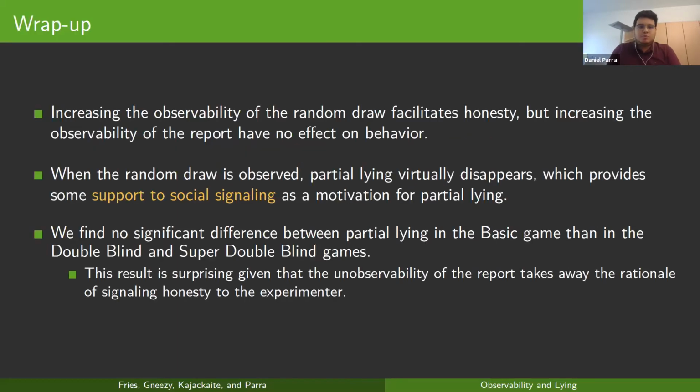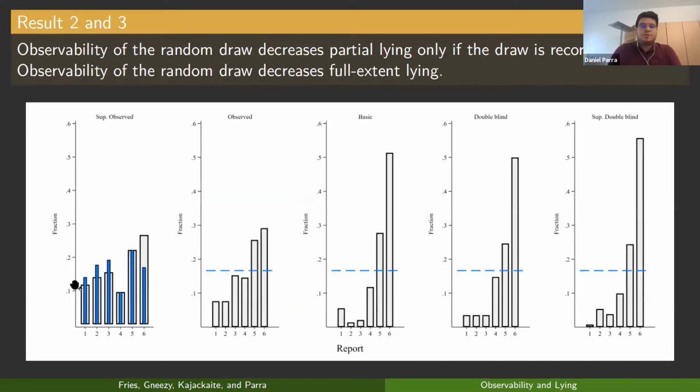If I can show you, here in the super observed, blues are the random draws and the others are the reported. Here is perfect: those who lie to the full extent. So there are no partial lies there, and that's consistent with the story of social signaling. Here, the problem is not that much. The problem, or what we are trying to understand, is this right side part.